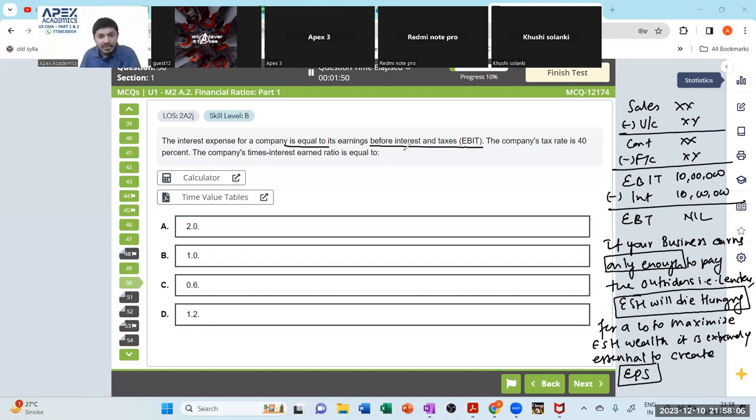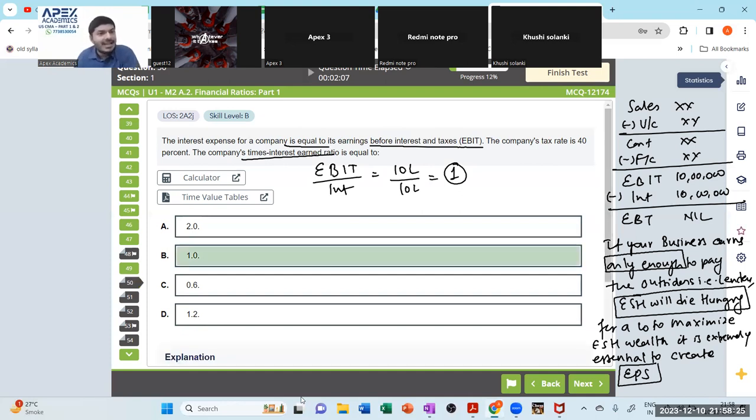Here, what are they saying? EBIT is equal to its interest. Therefore, EBIT upon interest is equal to 10 lakhs upon 10 lakhs, which is 1 time. The times interest earned ratio is equal to 1. But over here, I am not interested in the times interest earned ratio. I am interested in this crucial concept. What is that crucial concept?